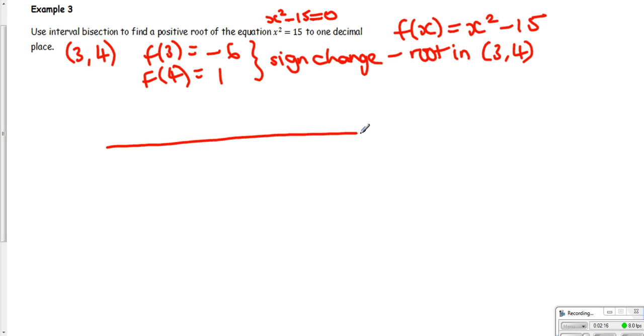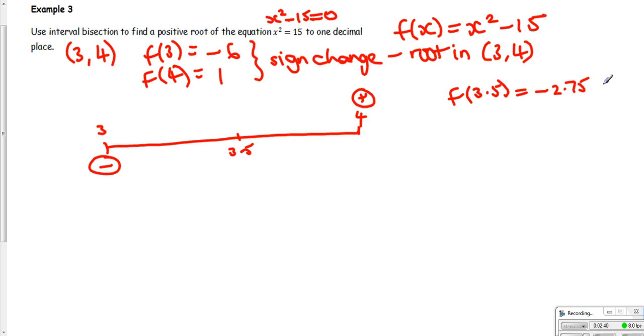We don't really need to do much calculation there. So draw ourselves a line for 3. 3 is negative, 4 is positive, and we're doing interval bisection, so we start with 3.5. f of 3.5, sub it into the equation we have here, and we get minus 2.75. It's obviously less than 0. Right, pause the video, finish it yourself, and see if you can get this to one decimal place.